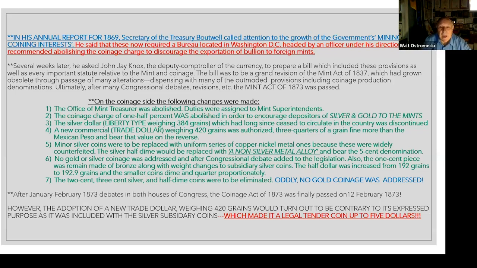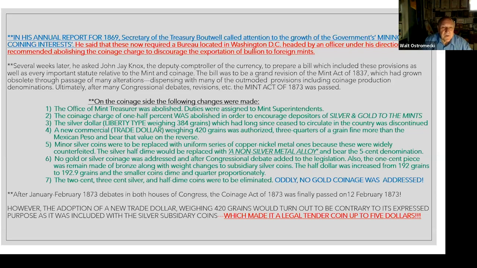The silver half dime would be replaced with, as it says here in number five, a non-silver metal alloy. That's the writing of the mint directive here. And bear the denomination 5 cent. You know what happened later in 1883 with the 5 cent issue.